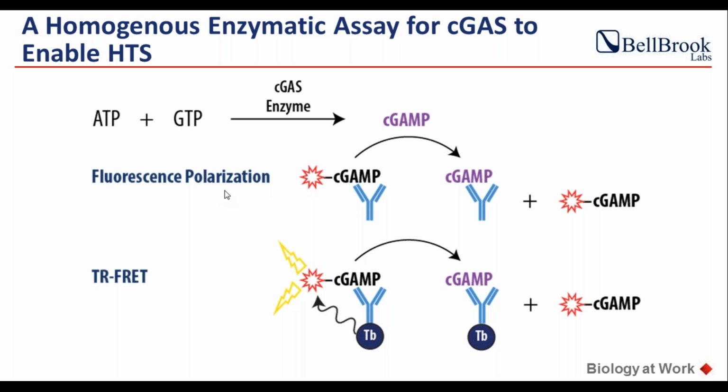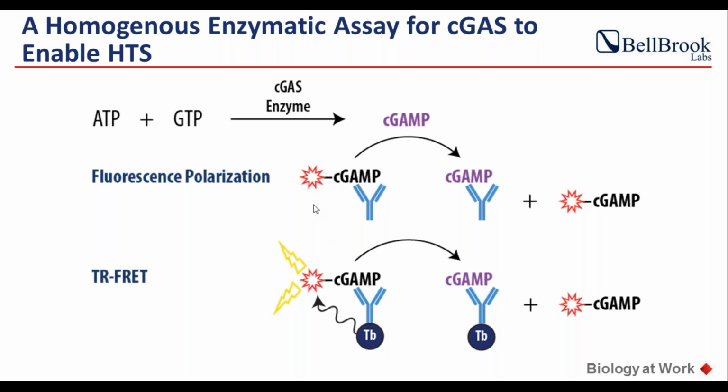We have two different fluorophores. We have this in two different flavors, actually. One is the fluorescence polarization assay, and the other one is the TR-FRET assay, which I think we are just introducing. So that's a very new assay. In both cases, we take cGAMP and it's conjugated to a dye.